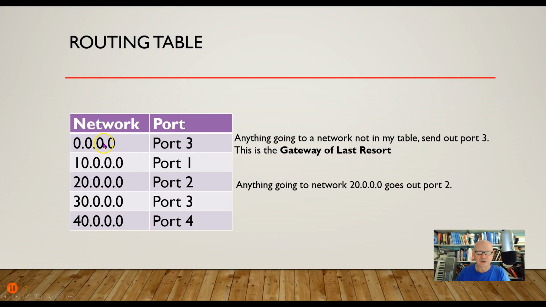Now, the router itself has a default gateway, and in this case, it's port 3. And you notice this says 0.0.0.0. That's the default way of saying, this is my default gateway, and in the case of a router, we call it the gateway of last resort. In other words, if it doesn't have an entry in the table saying which port to go out of, in this case, go out of port 3. That's my gateway of last resort.